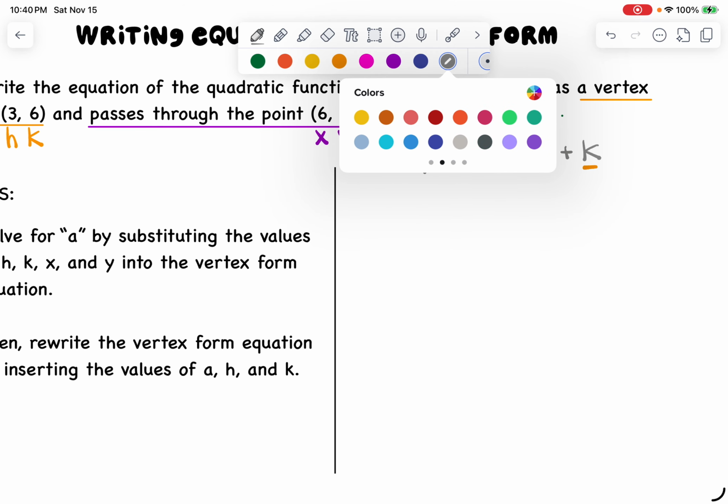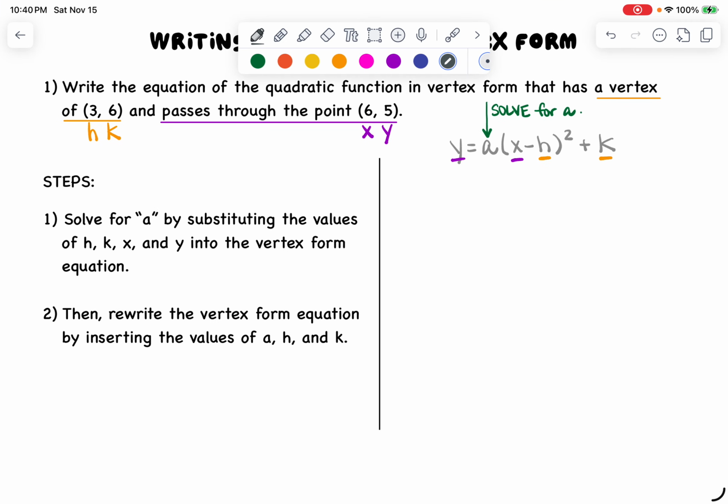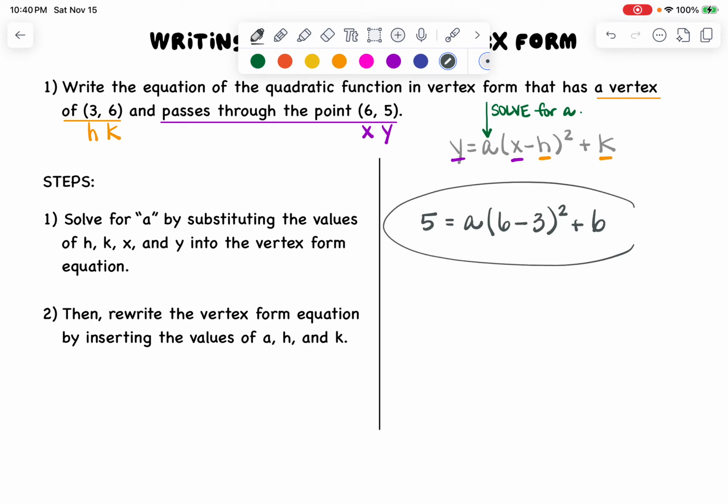All right, I wanted a darker gray. There we go. So here we go. I'm going to start writing this vertex form, but I'm going to plug in all the values that I know. So instead of y, I'm going to plug in 5 equals a, because that's what I'm solving for. And then the x was 6 minus the h value of 3. And then I'm going to make sure I put my parentheses with my square. And then plus the k value of 6.